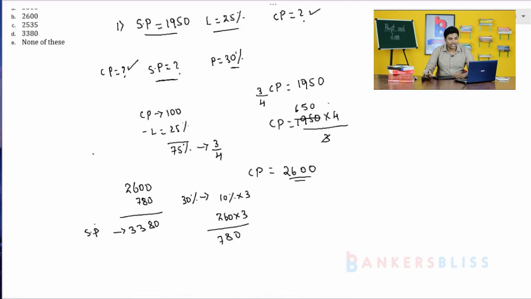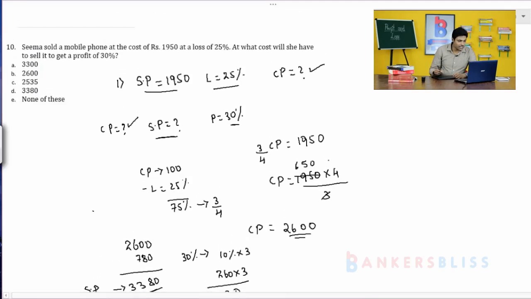So you have calculated the cost price. You got the cost price as 2600. For that 2600, you have added 30% profit. For that you got 3380, the selling price. So 3380, option D is the right answer. Okay. So let's go to the next problem, problem number 11.